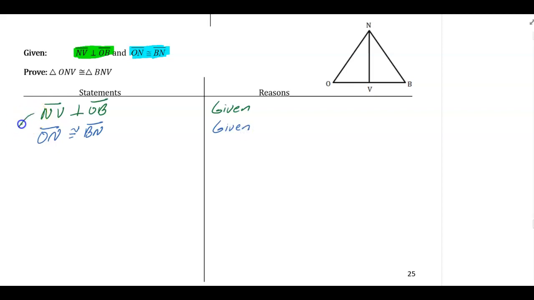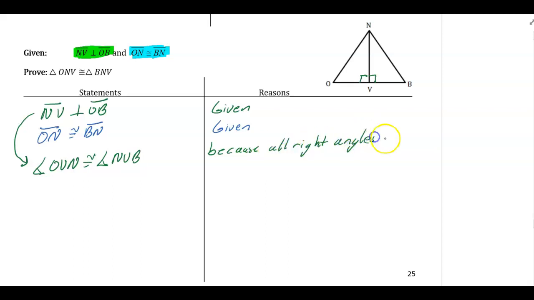Now from the first sentence that NV is perpendicular to OB, we know that angle OVN is 90 degrees. I'm going to mark that in the picture. We also know that angle NVB is 90 degrees. Therefore, we know that angle OVN is congruent to angle NVB, and the reason is because all right angles are congruent.